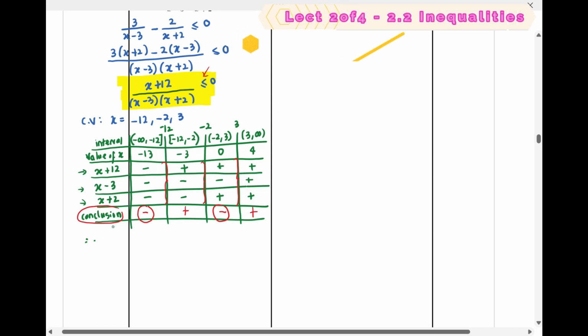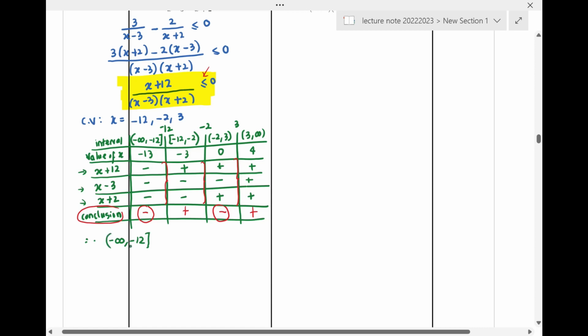So then our answer will be, if you want to take the interval form straight away, minus infinity up till minus 12. And then one more is negative 2 to 3. So to combine these two answers, we have to put union. Okay, straight away use the answer in our interval. Okay, so this is what we call table of sign method. So the second one will be sign line.